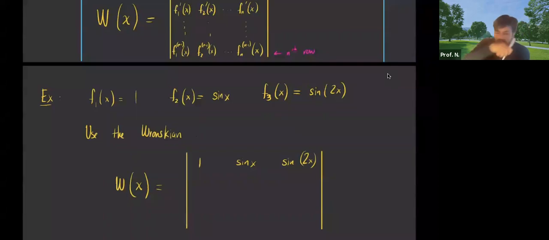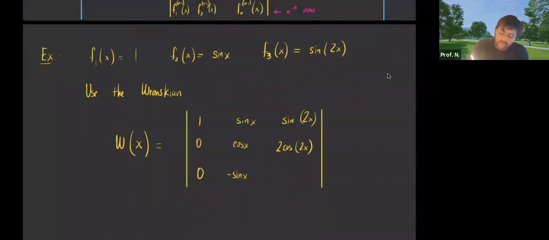And then the next row would be the first derivative. The first derivative of 1 is 0. And then the derivative of sine is cosine of x. And the derivative of sine 2x is 2 cosine of 2x. Do it one more time. 0, this would be negative sine of x. And this would be negative 4 sine of 2x.